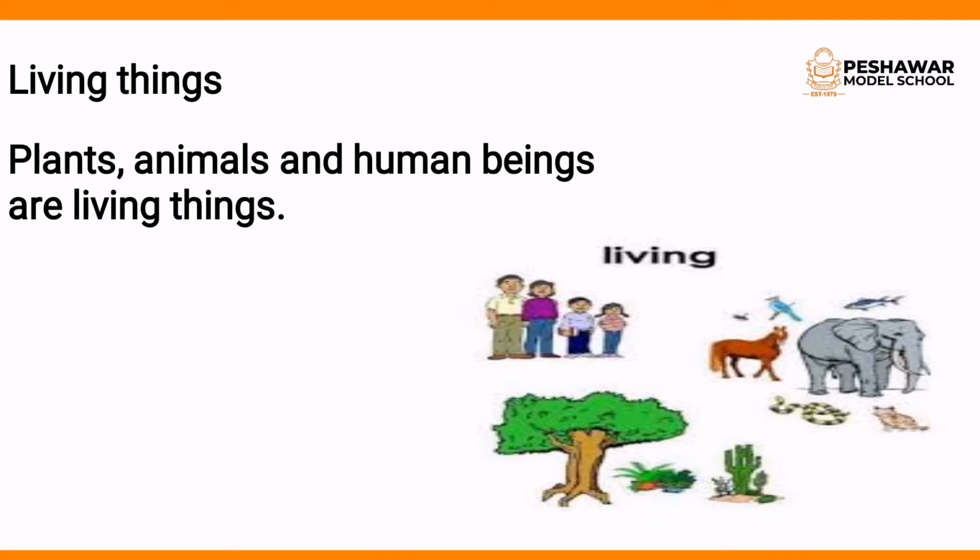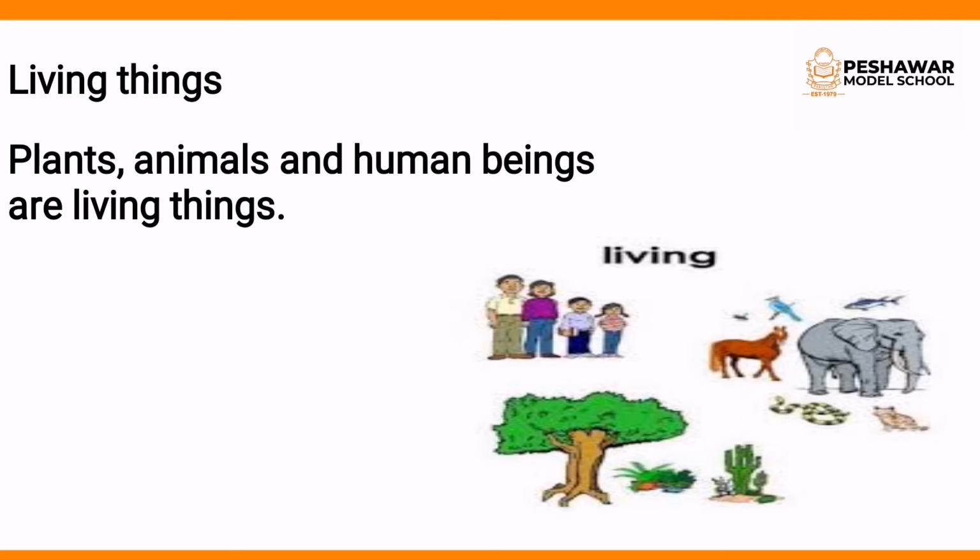Living things. What are living things? Plants, animals, and human beings are living things. There are a lot of plants we can see. Some are small, some are big, some are very short. There are trees, there are flowers, there is grass. All these are called plants.